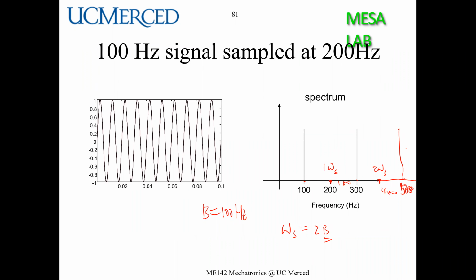Okay, so you can keep going. So this is 100. You basically add omega s, you get 300, add 2 omega s, you have 500. Then you can keep going. So it's a duplicate of the original spectrum. Duplicate. So life is so far easy, if you sample fast enough.